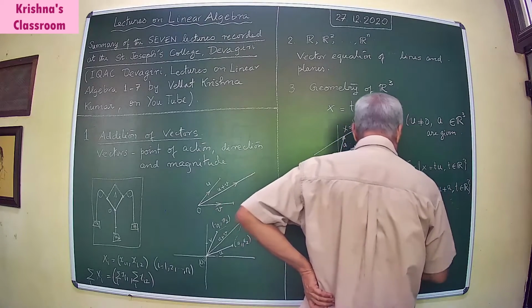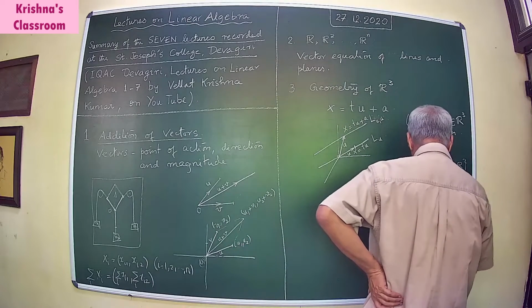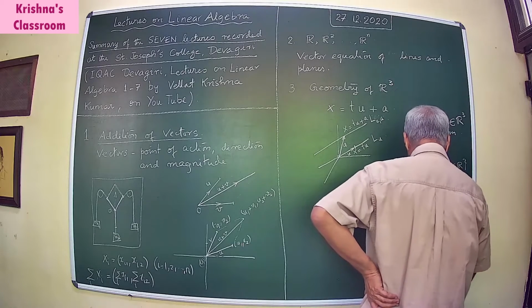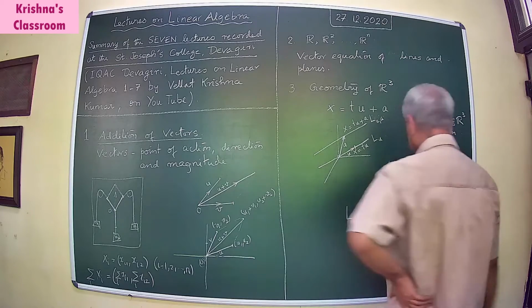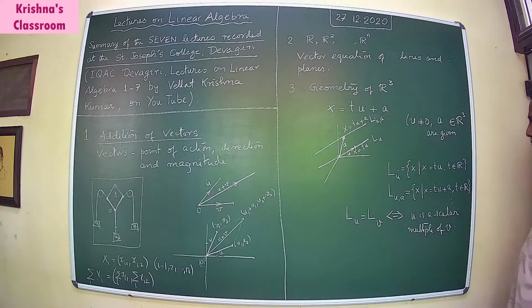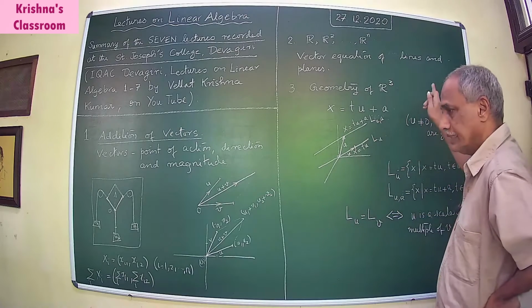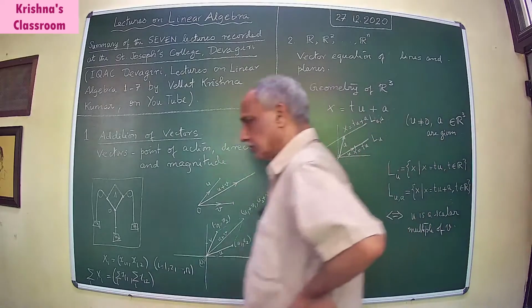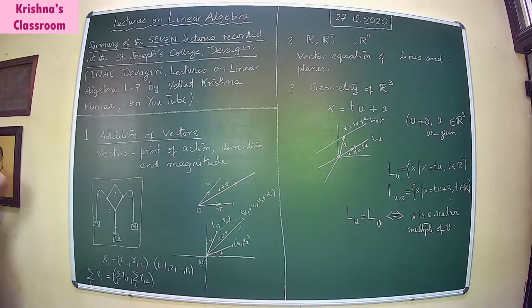Now what one observes is that L_U equals L_V if and only if the vectors are related appropriately. That means you have several ways in which this line can be described. The description of this line in the vector form is not unique. That's important.